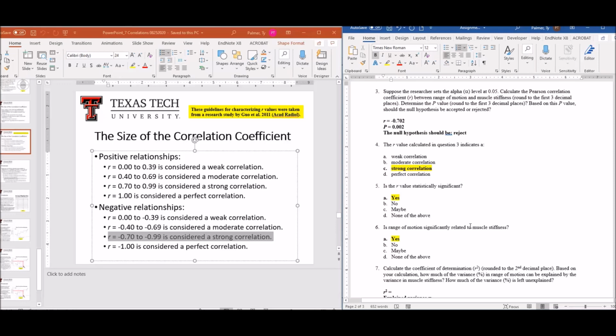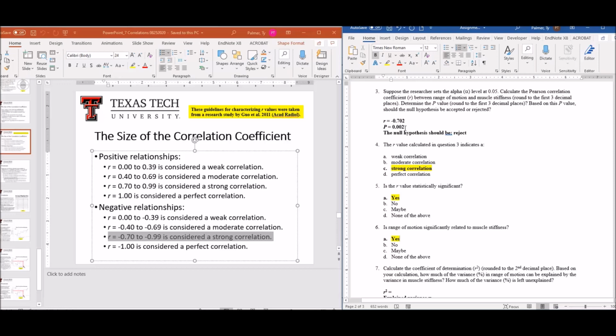Again, if the p-value was greater than 0.05, we would accept the null hypothesis and conclude that range of motion is not significantly related to muscle stiffness. So our answer would be no here. Again, it depends upon our answers up above. It depends upon our p-value.